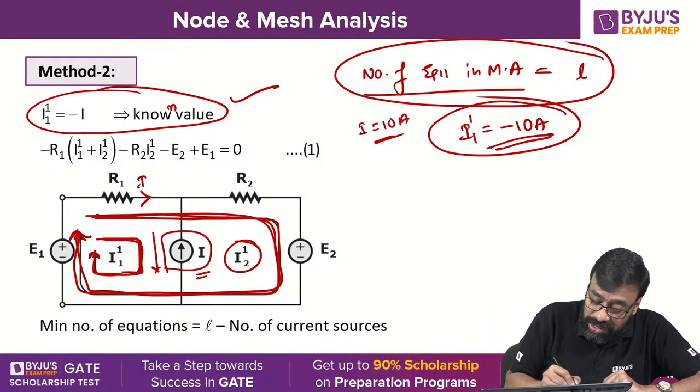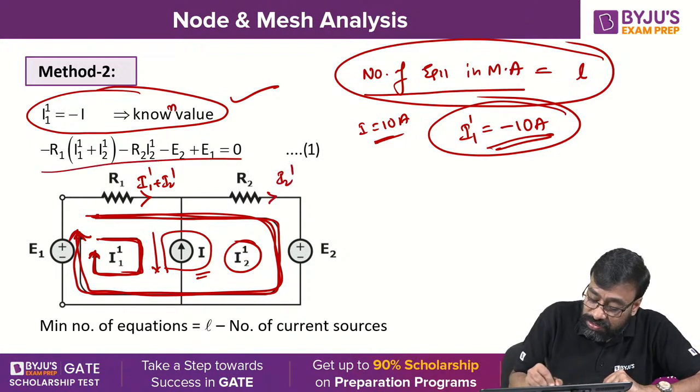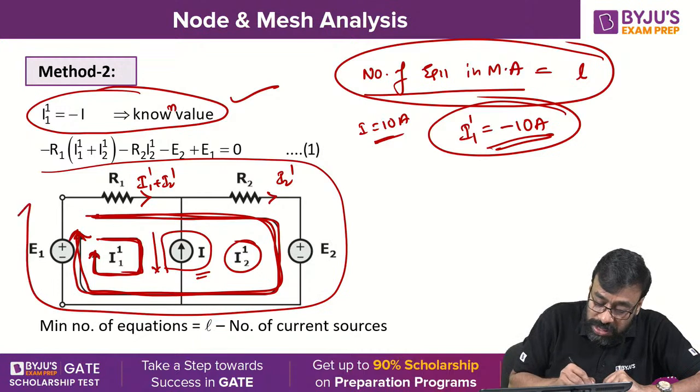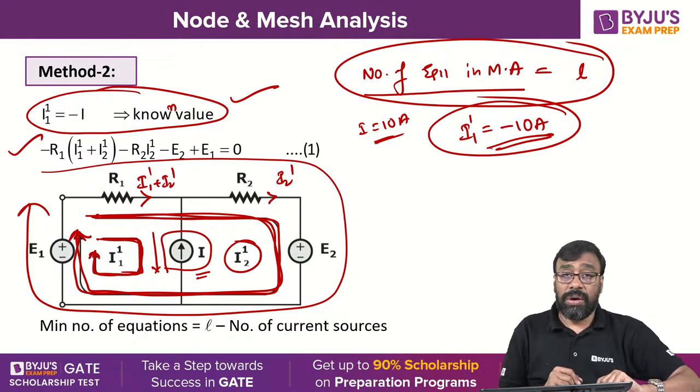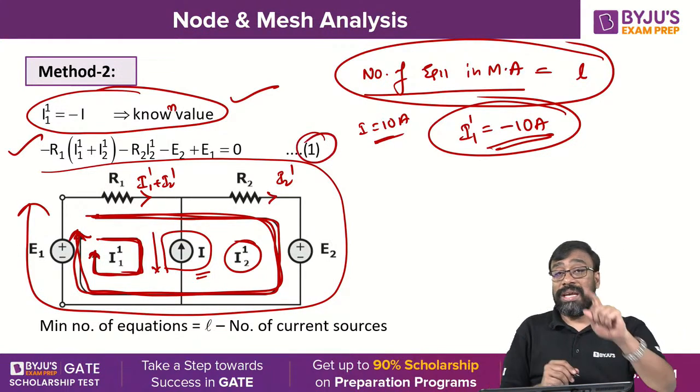So, what is the current flowing here? I1 dash plus I2 dash, the branch current. Here it is I2 dash. Now, you can apply Kirchhoff's voltage law in this particular loop. That equation is going to be equation 1. One equation is enough.